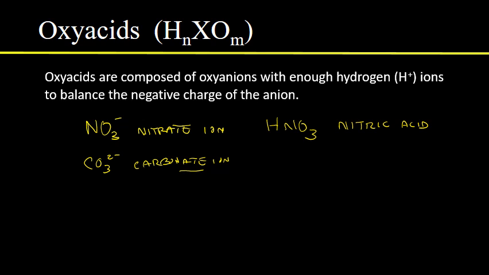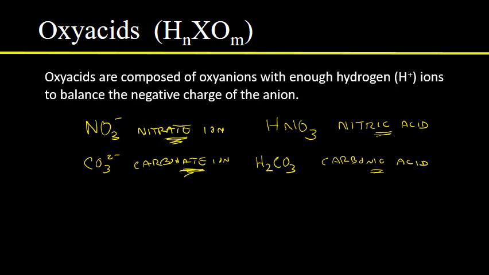Right? In this case, we're looking just at these ones that end with -ate. Carbonate has a 2- charge, so in order to neutralize that, we would need 2 hydrogens. So the corresponding acid would look like this, and this would be carbonic acid. And you can see how that name works.